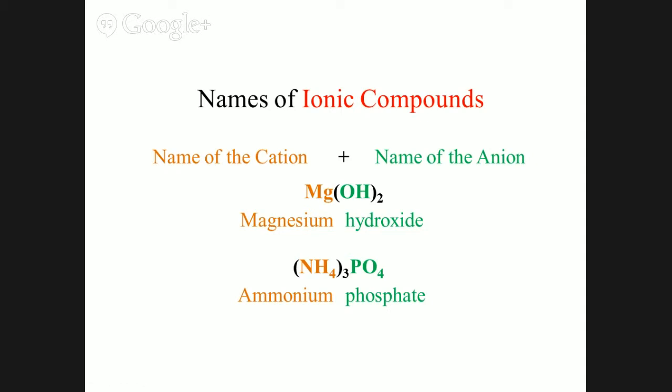So, for example, here I have Mg(OH)2. If I look in the left column, the Mg, well, that's magnesium. I look on the right column, OH is hydroxide, so the name is magnesium hydroxide. Second example here, if I look on the left column, NH4 is called ammonium. PO4 is called phosphate, so this compound is ammonium phosphate. You just put the two names together and you have the name of the compound.